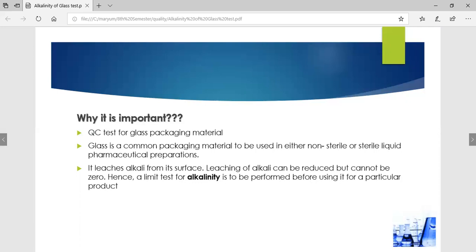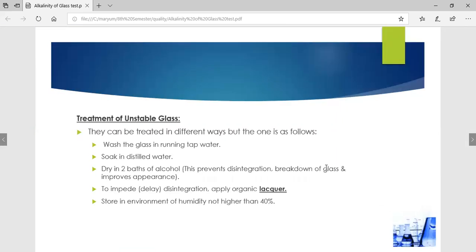If we are going to use any particular glass for the packaging material, we have to perform a particular alkalinity test to clear that this glass is suitable for the packaging of the parenteral or IV admixtures, or for the powders or tablets, etc.